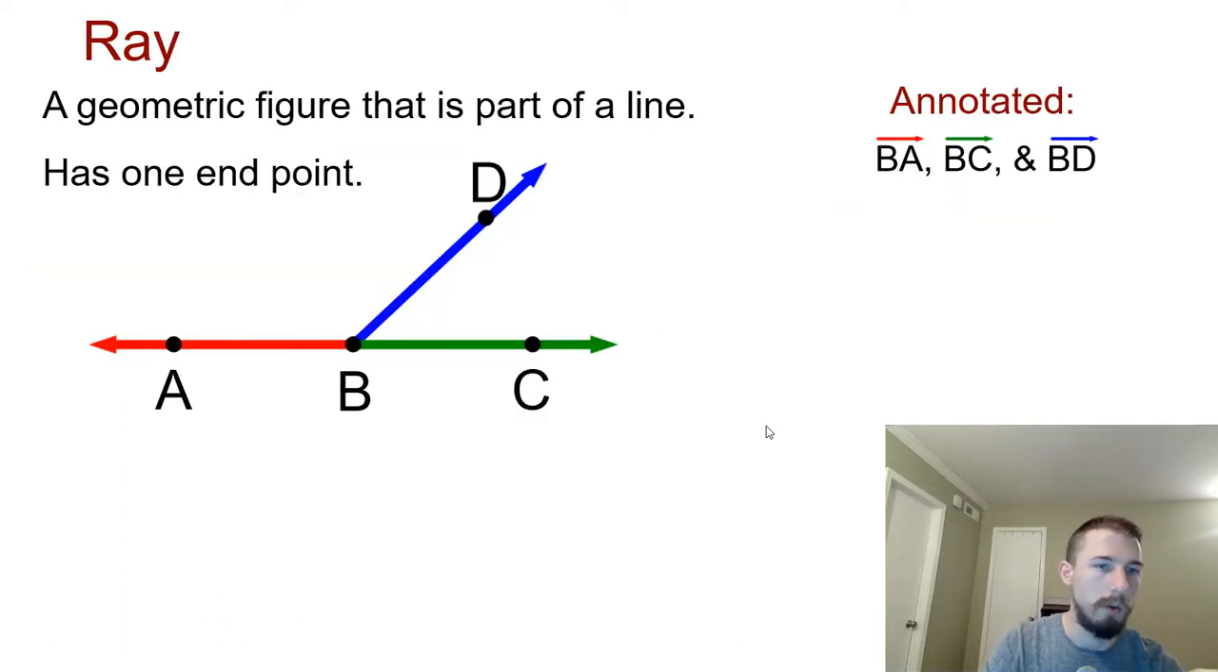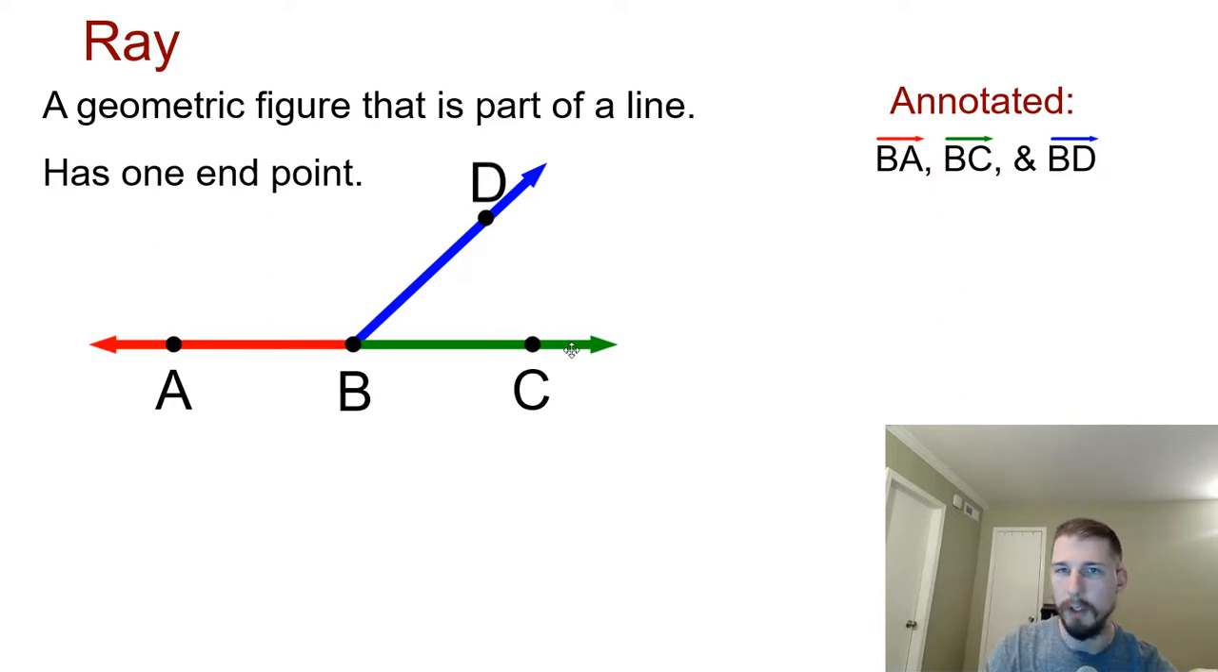All right, so a ray is a geometric figure that is part of a line with one endpoint, so it has a starting place, and then it goes forever in a single direction in a straight line. There are three rays we have here. We have the red, the green, and the blue. Which ones are opposite rays? An opposite ray pair is two rays that start in the same place and go in opposite directions, forming a straight line. So in this case, our opposite rays are going to be BA and BC.